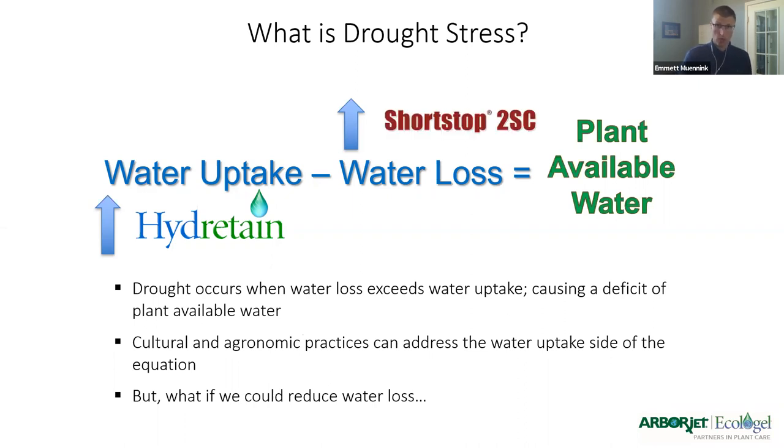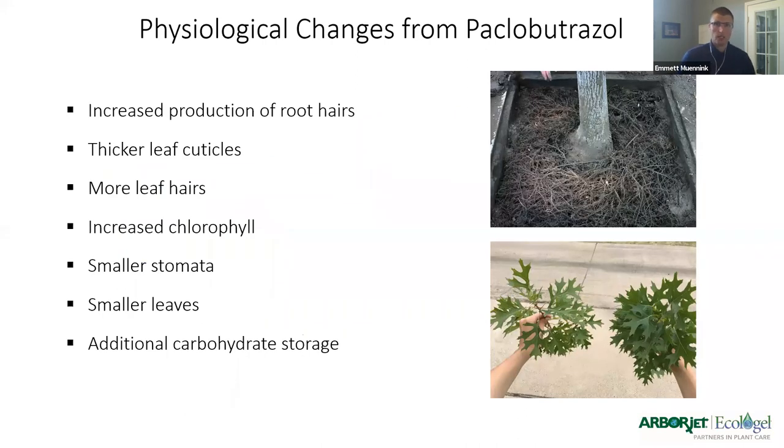But what if you could reduce water loss? Shortstop 2SC is a growth regulator. The active ingredient is paclobutrazol. Using a growth regulator affects the trees on a hormonal level, on a physiological level. There are no other treatments you can apply to a tree that do the same thing as an application of paclobutrazol. Some of the effects you'll see are increased production of root hairs, thicker leaf cuticles, more leaf hairs, increased chlorophyll, smaller stomata, smaller leaves, and additional carbohydrate storage.